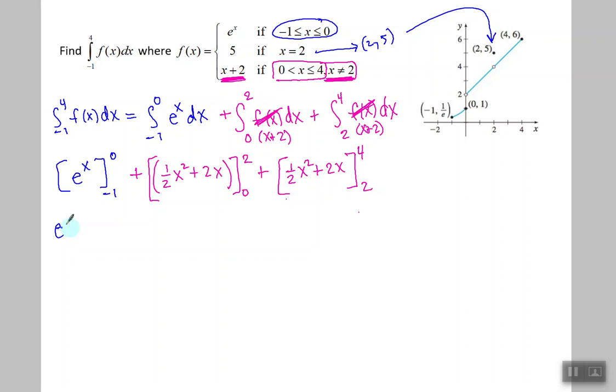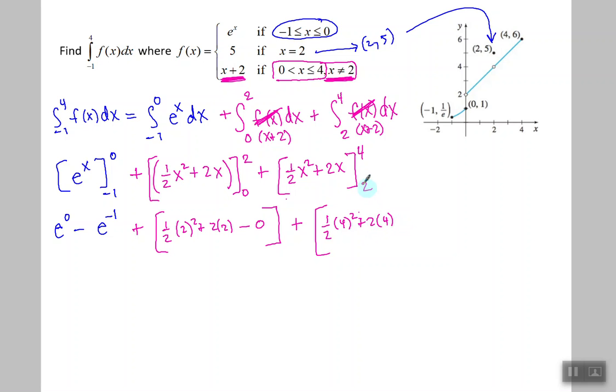Upper limit first, e to the 0 minus lower limit, e to the -1, plus 2 gets plugged in, so that'll be 1/2 times 2 squared plus 2 times 2. And 0 plugged in is going to make everything in here 0. Well, that's a nice one. Plus, second one here, plug in the 4. 1/2 times 4 squared plus 2 times 4. And this time my lower limit is a value that won't make everything disappear. So let's put big parentheses and say minus 1/2 times 2 squared plus 2 times 2.